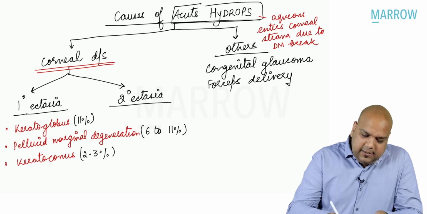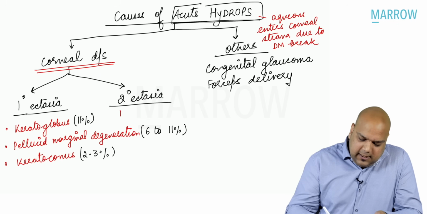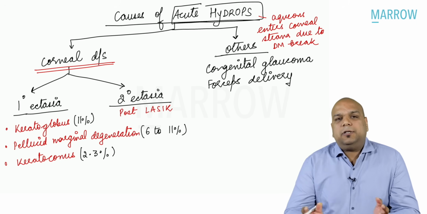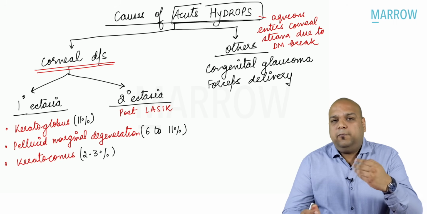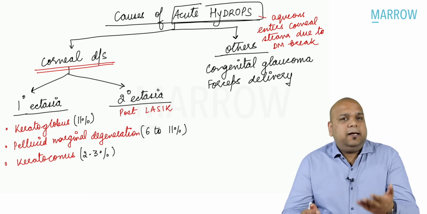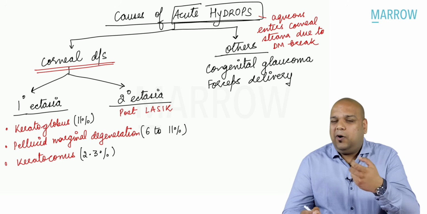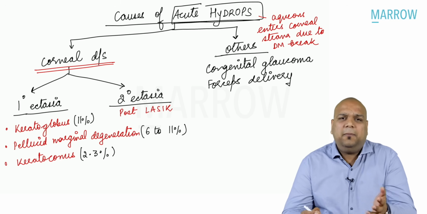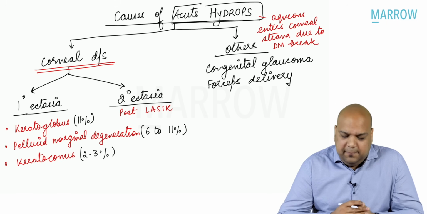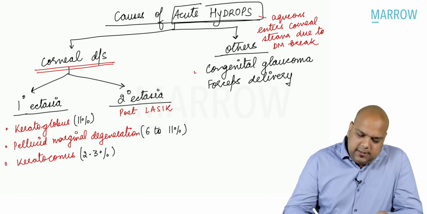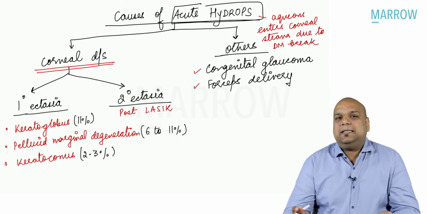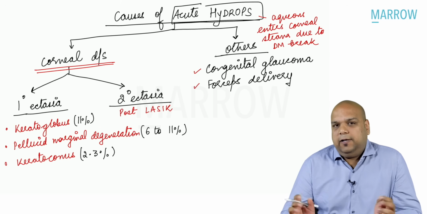What about secondary ectasia? Secondary ectasia, we are saying post-LASIK or post-refractive surgery. If LASIK is not done properly, if post-LASIK the corneal stromal thickness becomes less than 250 micron, the cornea becomes thinner, the damage is done, then also it can lead to ectasia. Or there can be other causes as written, congenital glaucoma or forceps-assisted delivery. These are the causes of acute hydrops.